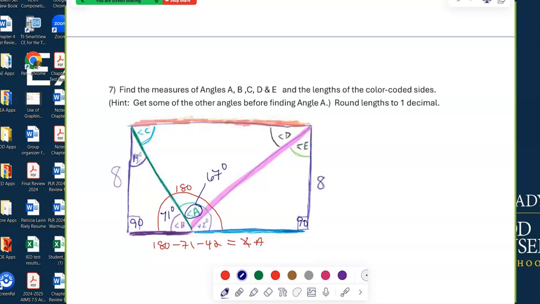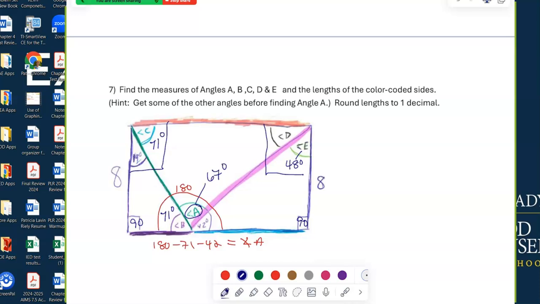Okay, what else do we know? Well, we can figure out angle E, can't we? Because we have the angle 42 down below, so 90 minus 42 will get us its complement, which is 48 degrees. Then this is a rectangle, so what I know is that this is a right angle, and so is this. So we need more complements. Right now I'm going to find angle C, and to do that, I'm going to say 90 minus 19. Angle C is 71 degrees.